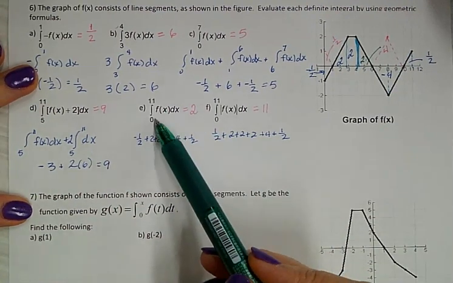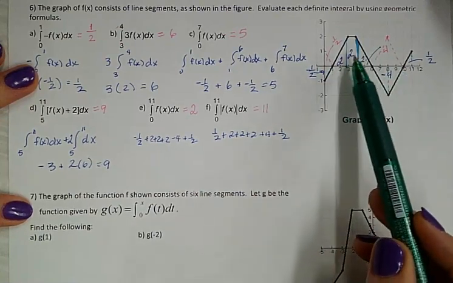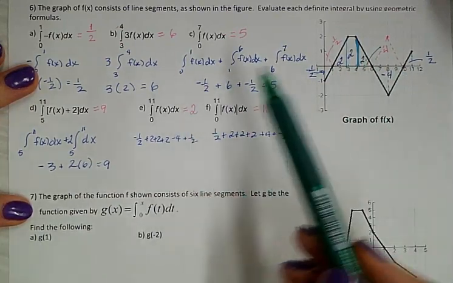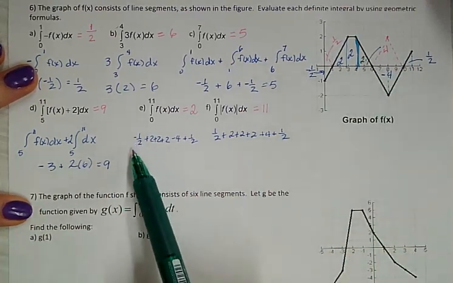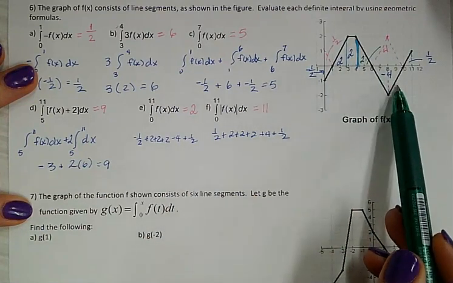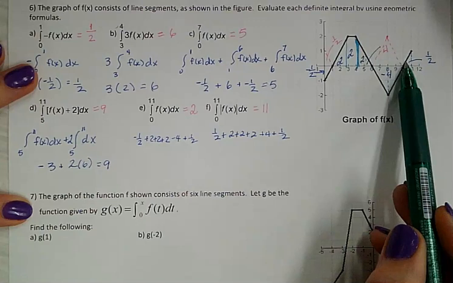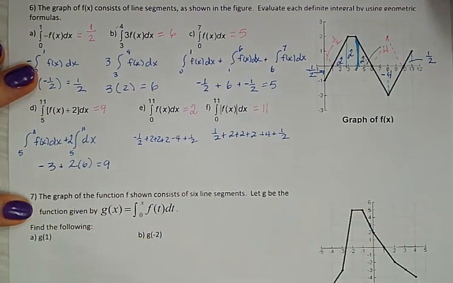On E, I'm going from 0 to 11, and I'm just adding and subtracting the areas, well actually adding the areas, but just keeping in mind that some of the areas are negative. So negative 1/2 plus 2 plus 2 plus 2, negative 4 plus this positive 1/2 right here, and we add all that up, we get 2.